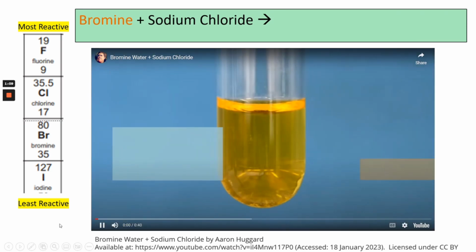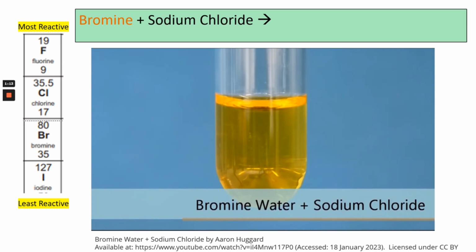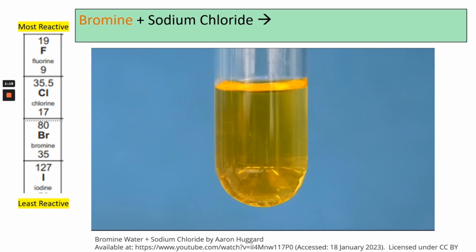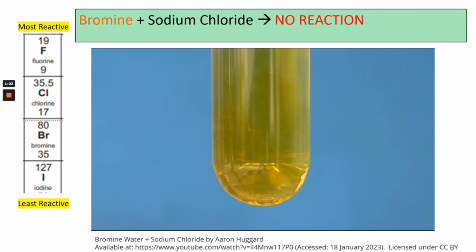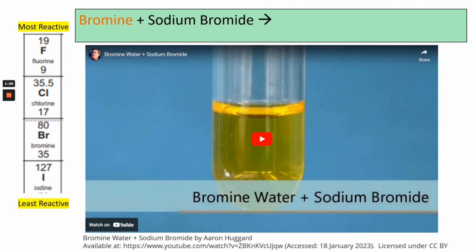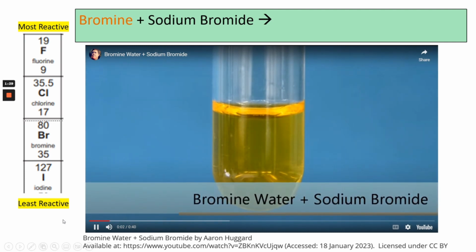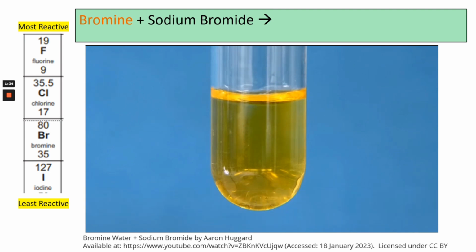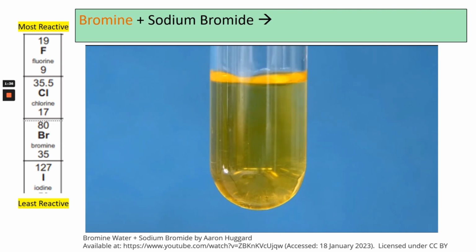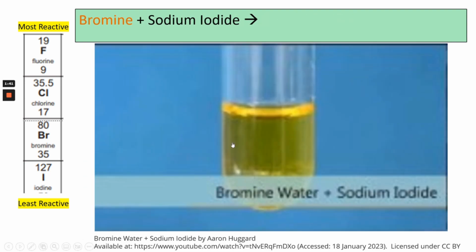Now let's look at bromine and sodium chloride. Bromine is orange, sodium chloride is colourless. We can see here that it stays orange, there is no reaction or colour change. Now bromine and sodium bromide. The bromine cannot displace itself. It cannot replace the bromide ion from its salt, so therefore it stays orange and there's no reaction.